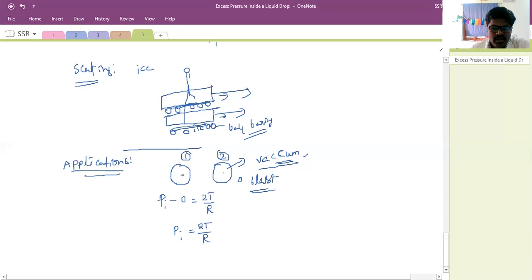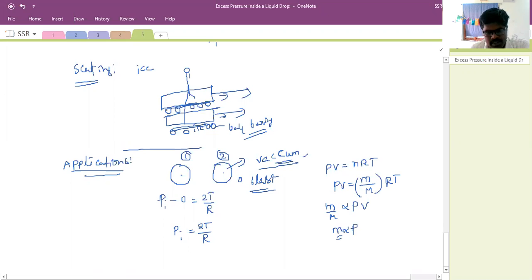A simple way: the ratio of the mass of the soap bubbles. Suppose we have the relation PV is equal to nRT, where P is pressure, V is volume, and n is the number of moles. Then PV is equal to mass by molecular mass, M by M into RT. Then M by M is directly proportional to pressure and volume. Suppose the two have the same volume, then M is proportional to P, that is the inside pressure. Mass is directly proportional to pressure.